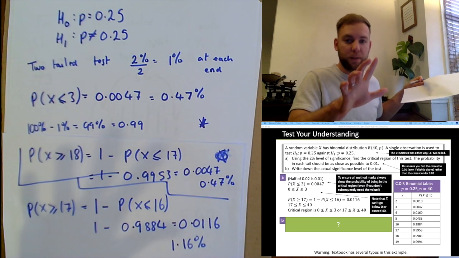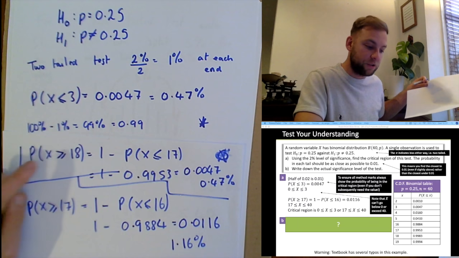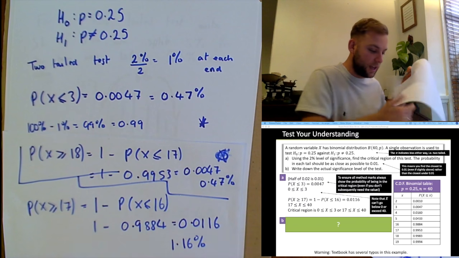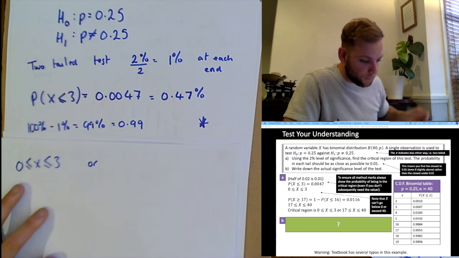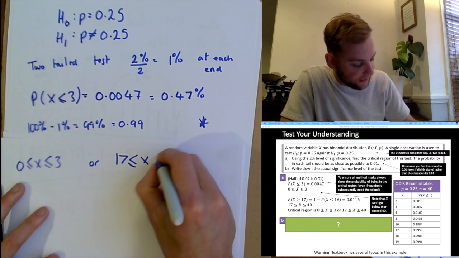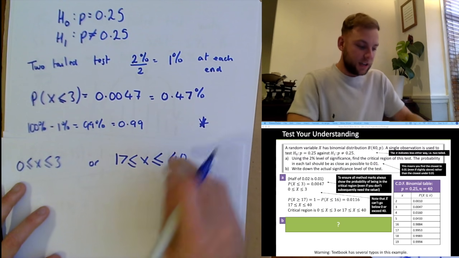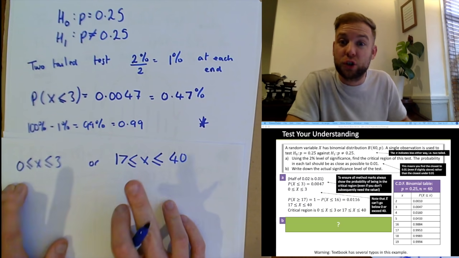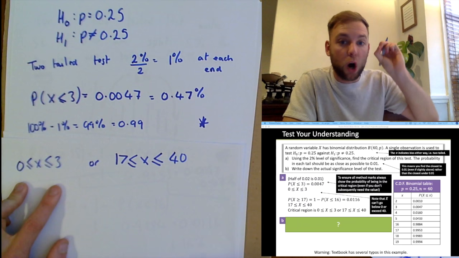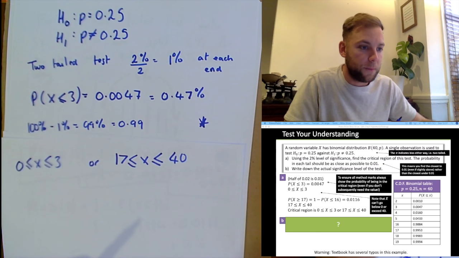If it didn't say closest to 1%, and it said make sure that you're in the critical region, then you'd just be looking at this one, in which case it would be above 18. Because it says closest, it means that it's this one here. So 17 is less than or equal to x, is less than or equal to the maximum which it could be, which is 40. So these two here are our extreme values. So there's part A.